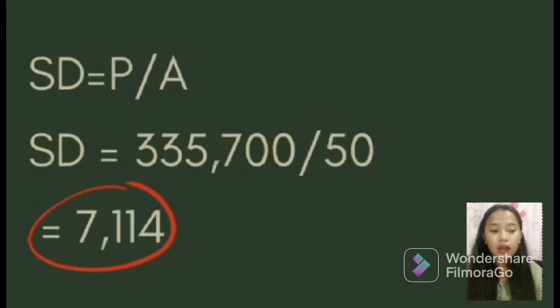To find the divisor so that we can find the quota, we need to use the first formula, which is SD equals P divided by A. P is the total of population, which is 335,700, and A is the total of seats, which is 50. 335,700 divided by 50 is equal to 7,114.